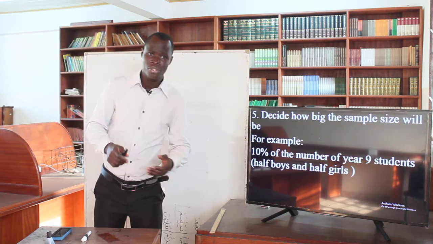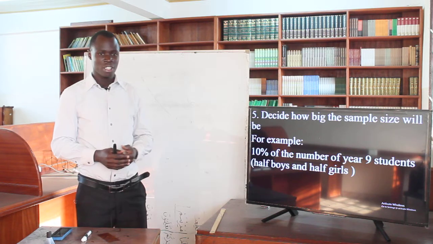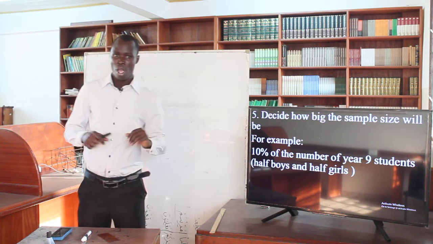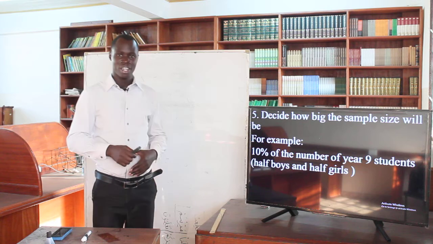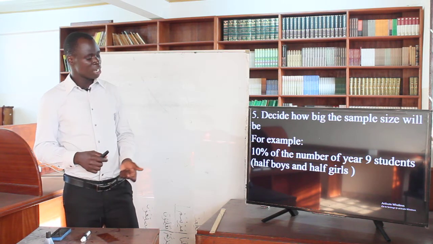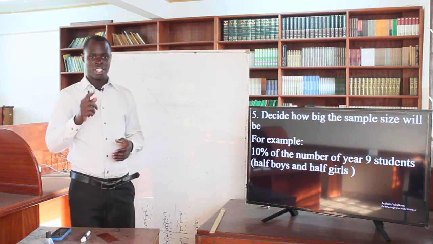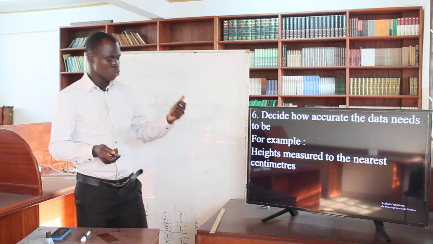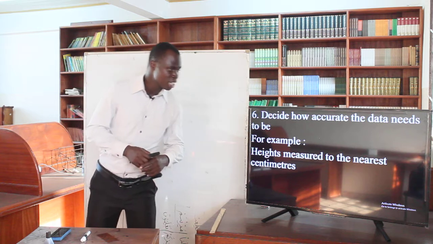Decide how big the sample size will be. If we have numbers like 20, then that's a sample you can deal with, you can approach it as a regular individual. But where the population is as big as maybe 1,500 or 1,000, and you're just one person, it will take a long time, it will be tedious, and that kind of data is likely to be messed up. So you can decide to work with roughly 10% of the number, then you can get your data and you are representative. Decide how accurate the data needs to be.